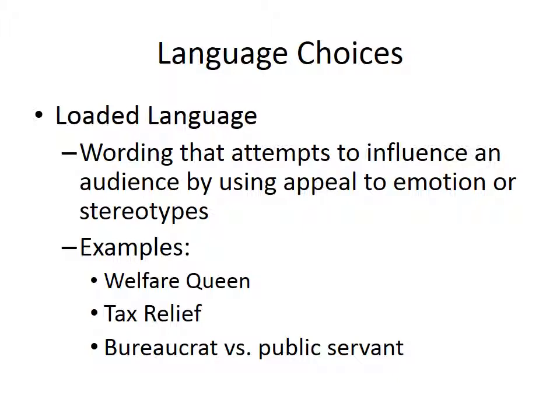So, avoiding loaded language, snarl words, and glittering generalities can help us create a bias-free, informative speech. Loaded language is wording that attempts to influence an audience by using an appeal to emotion or stereotypes. For example, tax relief. Well, suddenly, if something's a relief, then it used to be a burden. We've got welfare queen. Welfare queen invokes an emotional story and was originally coined by Ronald Reagan in the 1976 RNC National Convention, talking about a woman who had 80 aliases and 20 dead veteran husbands and somebody who was living off the hard work of other people.